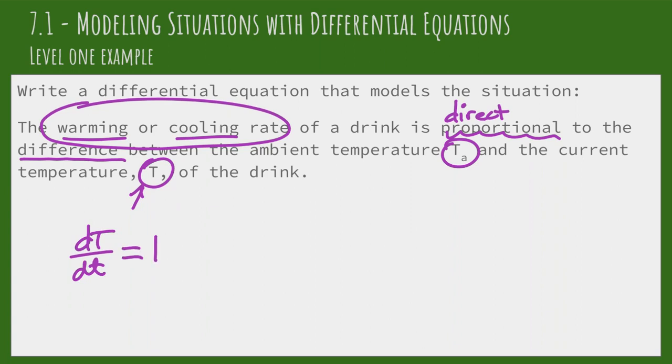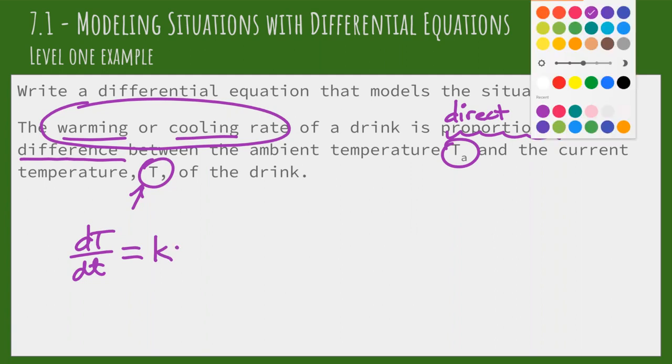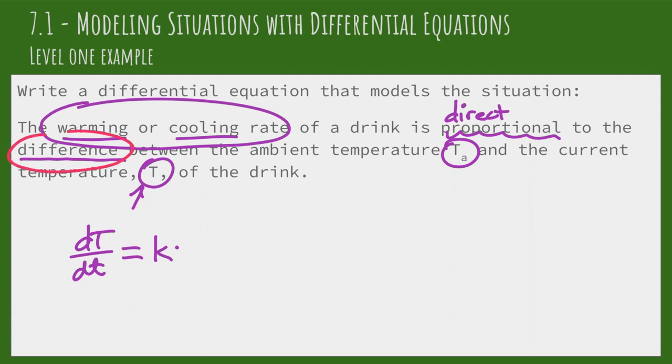Now that's proportional to, so we're going to say equals k times. Now it's proportional to the difference. Remember, difference means subtract. So the difference between the ambient temperature and the temperature of the drink. So we get that. So this differential equation right here is actually a differential equation that will describe how fast your coffee or whatever hot drink, hot cocoa or whatever, cools and gets closer and closer to room temperature.